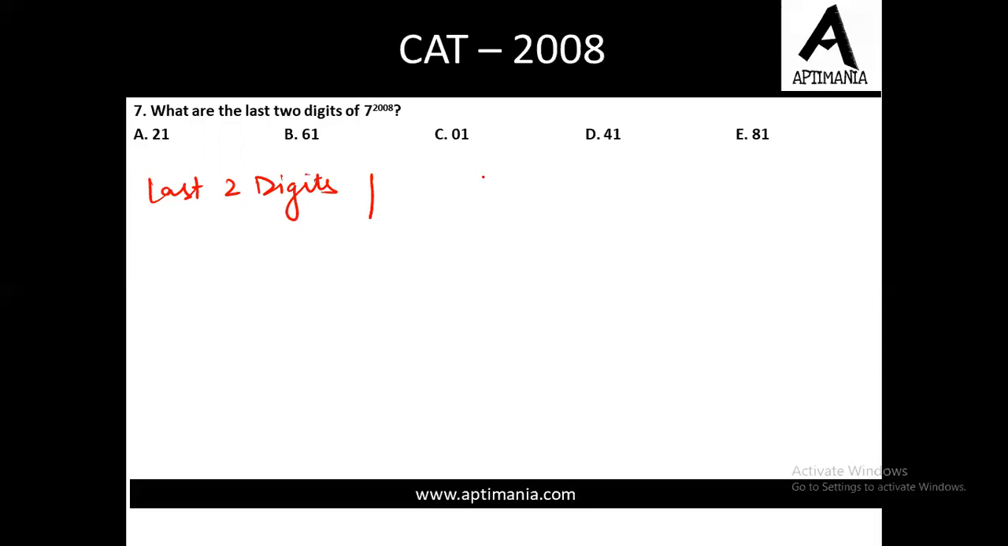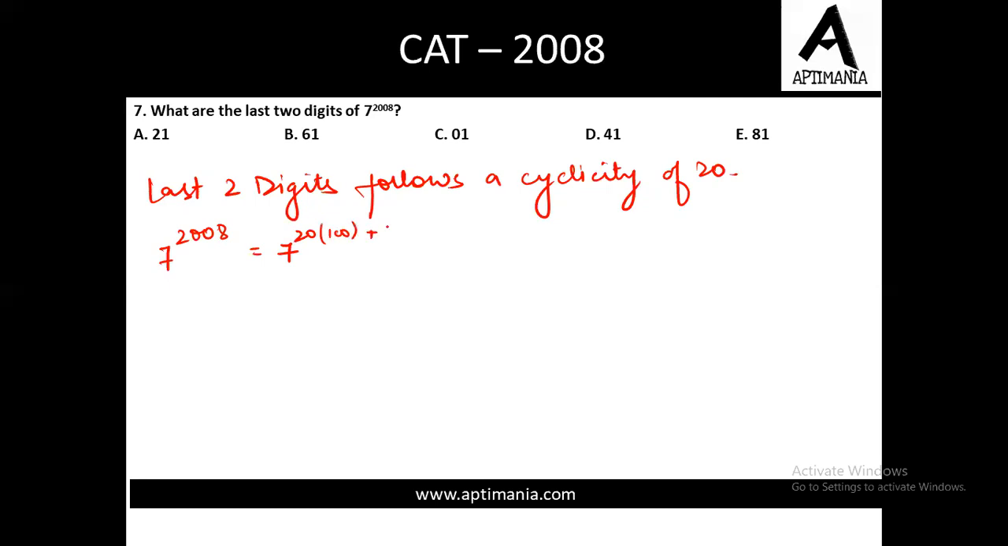This simply means that after every 20 powers, the last two digits of any given number will be repeated, right? So when we are calculating the last two digits of 7 raised to the power 2008, this can be considered equivalent to 7 raised to the power 20 into 100 plus 8. And we can just remove this 20 into 100 because the same powers will be repeated. So this is ultimately equivalent to 7 raised to the power 8.